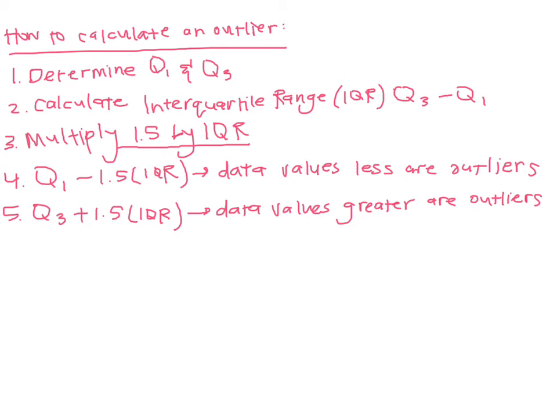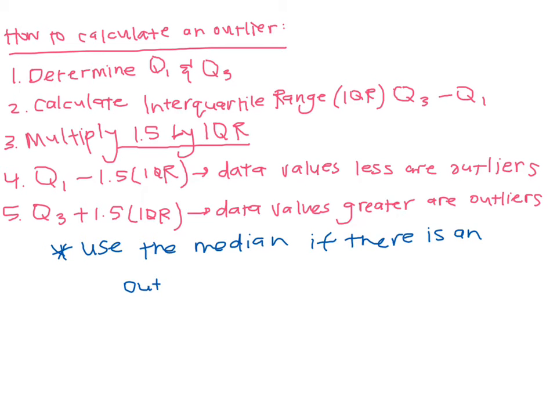So to find the center of a set of data, you can use the mean or the median. If we have an outlier, you are going to use the median. The reason why we use the median is that outliers completely throw off the mean. It will make the mean a lot lower or a lot higher than where the center of data is concentrated.